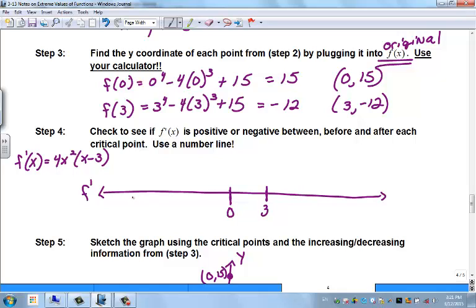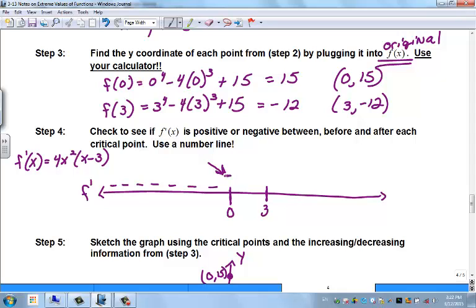So pick something to the left of 0, and we get, for example, negative 5. If you put a negative 5 into 4x squared, as I said, that's going to be positive. If you put a negative 5 into x minus 3, that's negative. A positive times a negative gives me a negative. That means all through here, my graph of f prime is decreasing. So right before I get to 0, my graph of f prime is decreasing.